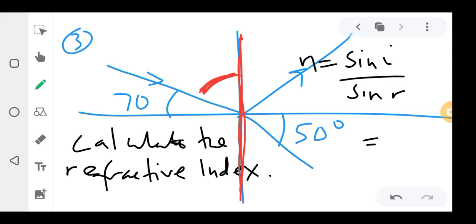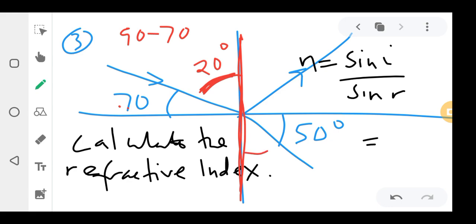Okay? And how do you calculate that angle? This whole angle here is 90. So to calculate that angle, it will be 90 minus this 70 here. We are going to find that the angle there is 20 degrees. So 20 plus 70 makes 90.